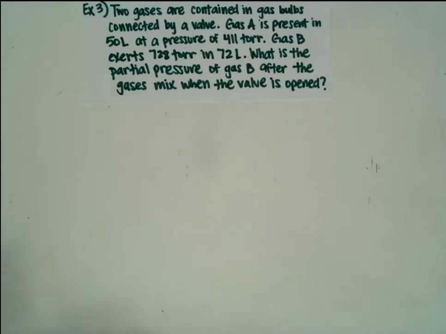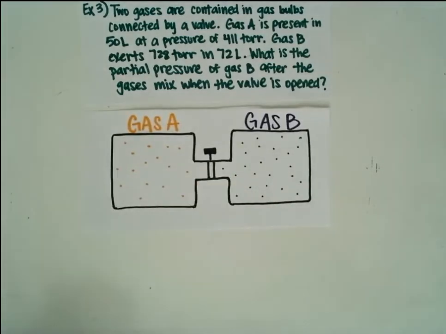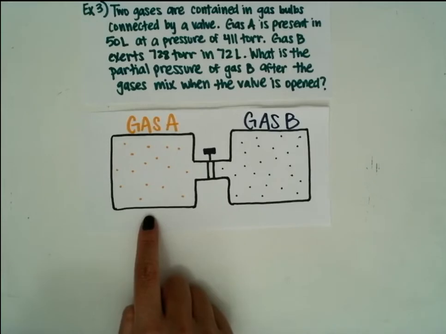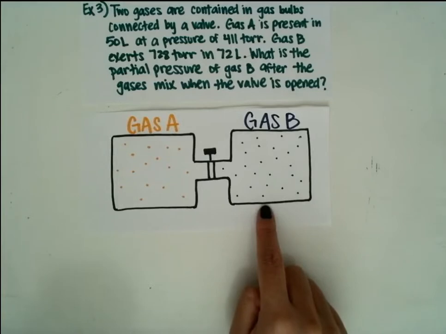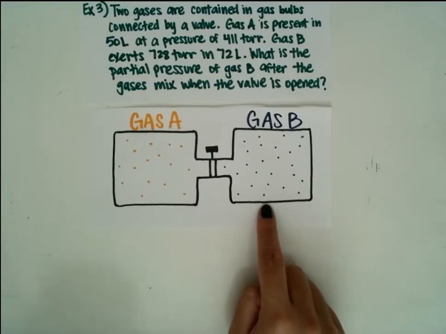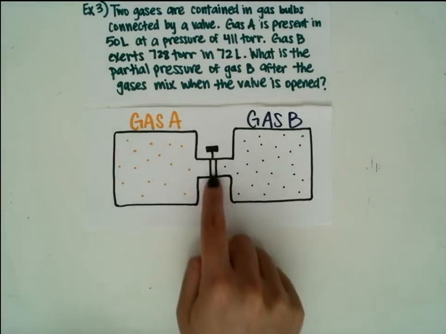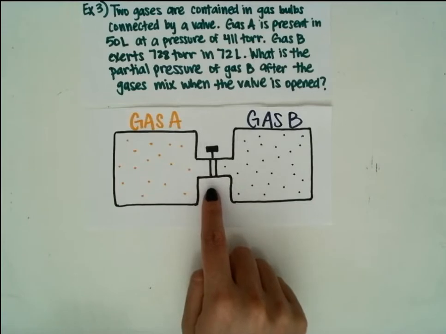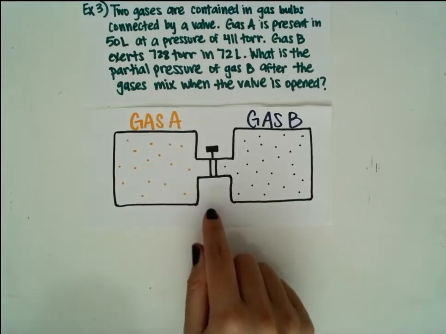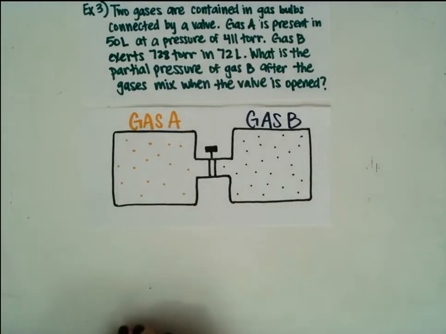Okay, question number 3. 2 gases are contained in gas bulbs connected by a valve. Gas A is present in 50 liters at a pressure of 411 torr. Gas B exerts 728 torr in 72 liters. What is the partial pressure of the gas B after the gases mix when the valve is opened? Right now these gases are being separated by this valve, it's closed. The question is asking what the partial pressure of gas B is going to be after the valve is opened.